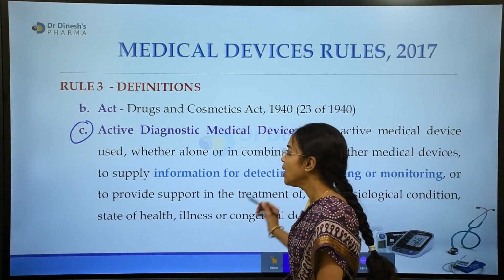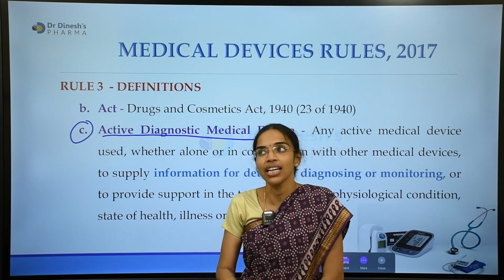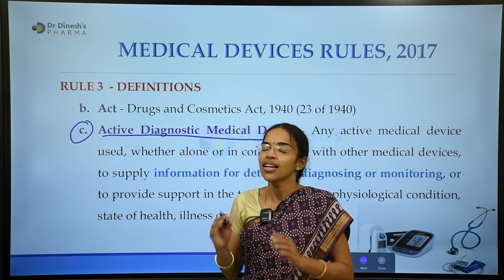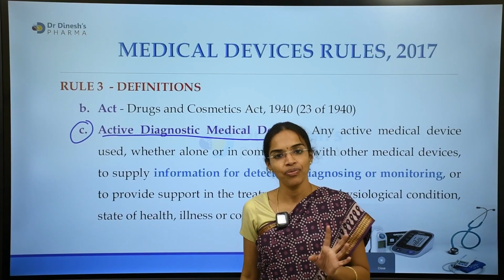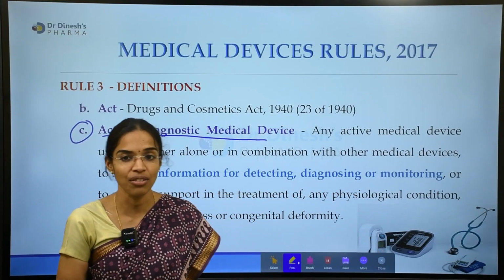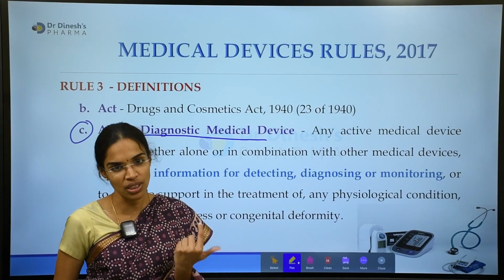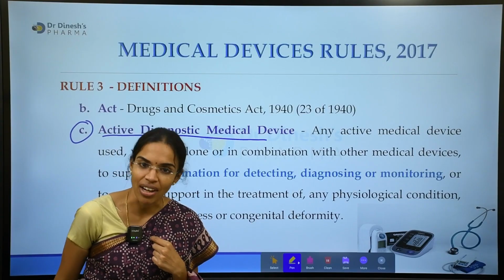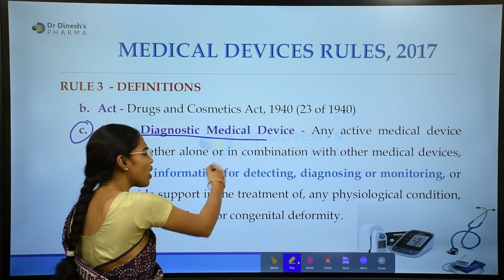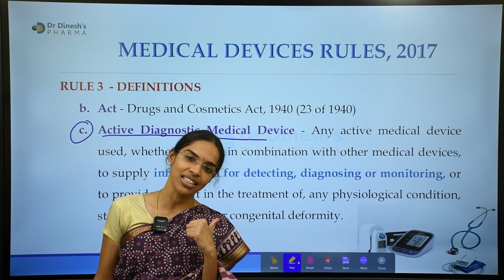Rule 3 Clause C is nothing but the active diagnostic medical device. Very important. We have several terms like this. Don't get confused in this manner. Okay, we should not get confused because it is really confusing. Of course it is confusing, but we should not get confused in this manner. Active diagnostic medical device. Okay, so what is an active diagnostic medical device according to MDR 2017?